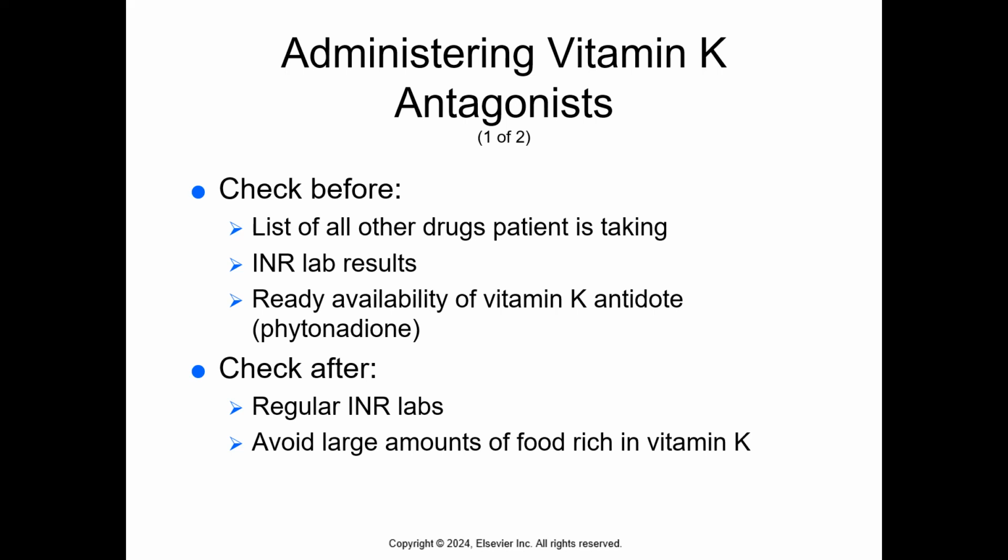Warfarin starts on page 307. So the only vitamin K antagonist we're talking about is warfarin. It's all in 307, 308, 309. Before we give warfarin, we're going to want to know all the other drugs they're taking and research their possible interactions. I want to know their baseline INR lab results. I'm going to monitor their INR frequently. And I want a vitamin K antidote available.